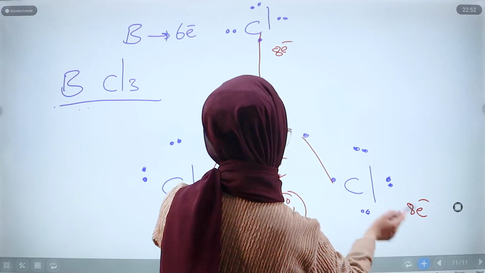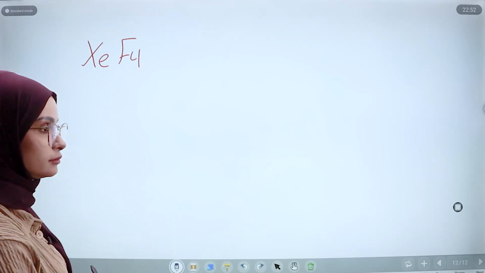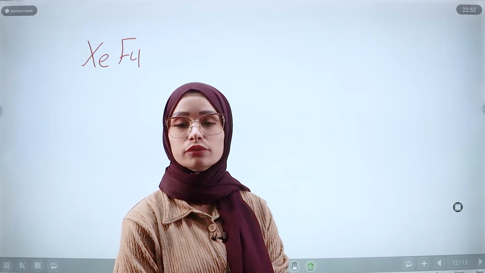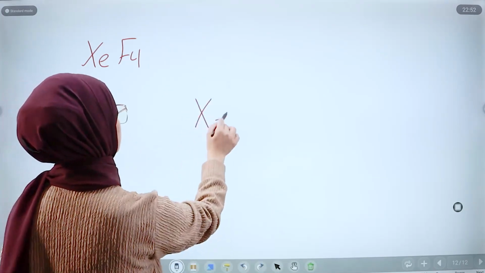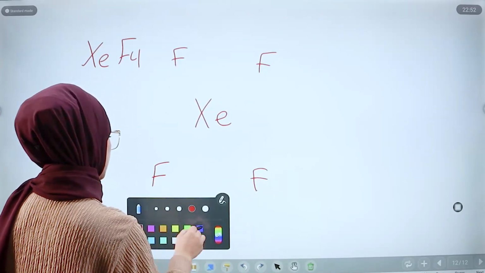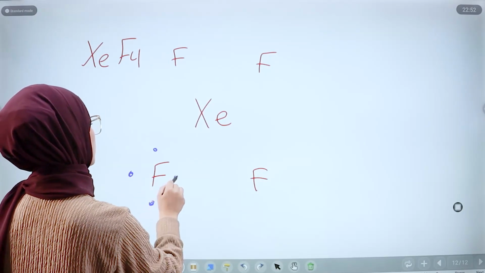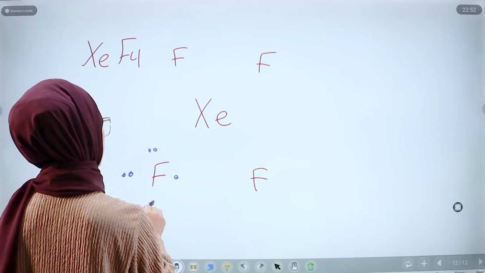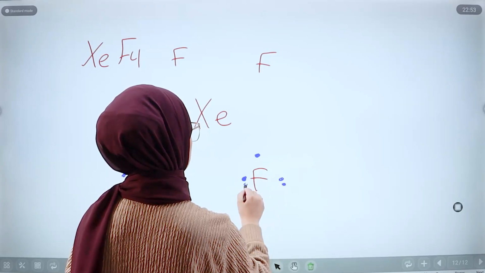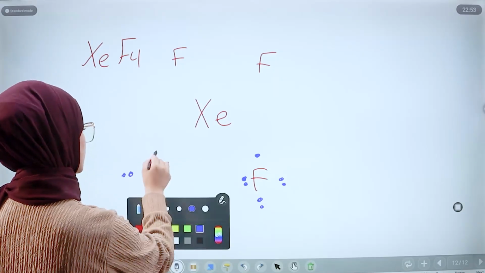Okay, let's move to xenon. I have this compound, XeF4, xenon tetrafluoride. This is a really important covalent compound that we have in our chemical reactions. If I draw the xenon, I have 1, 2, 3, 4 fluorines. Now, the fluorines are group number 7, 1, 2, 3, 4, 5, 6, 7. I will keep this lone electron facing the lone electron of the xenon.